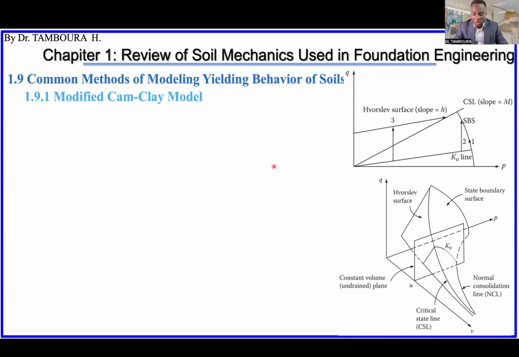To do FEA analysis, numerical analysis, we need a stress-strain relationship. The numerical modeling uses this stress-strain relationship to calculate and give us results. So this is what we are going to talk about now: the stress-strain relationship for yielding clay.